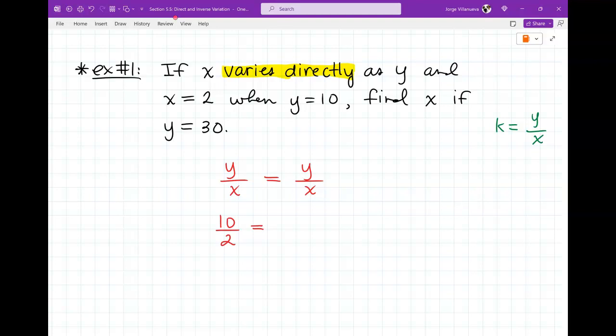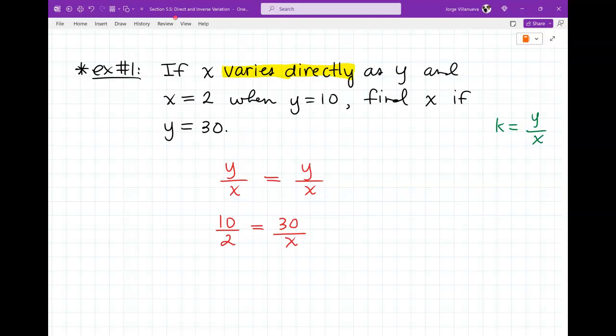And then when I keep reading the problem, it says find x if y is 30. So that means I could put a 30 here and an x there. Each portion of the sentence is going to give you a little piece to that problem. The first part gave me the first fraction, 10 over 2. And the second part of that sentence gave me the second fraction, which was 30 over x. Are we okay with that? Where I found the information to put in?